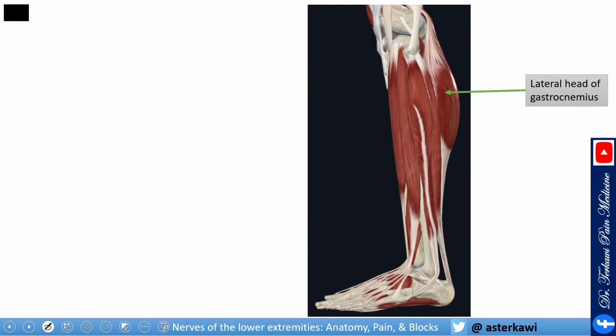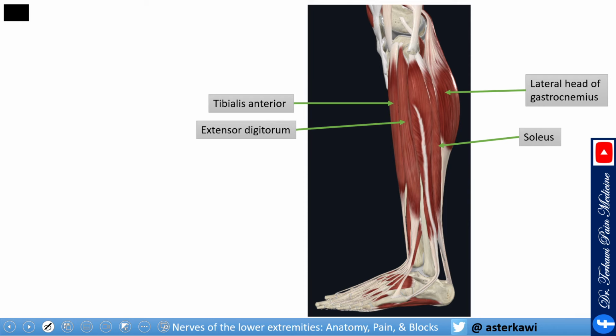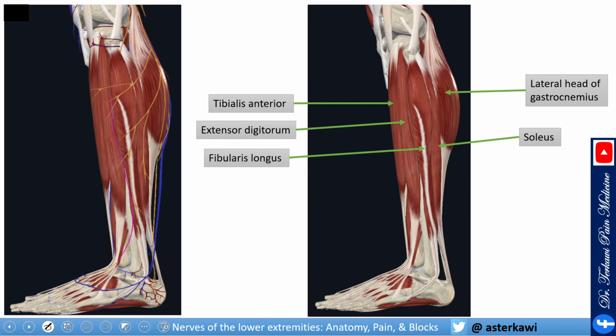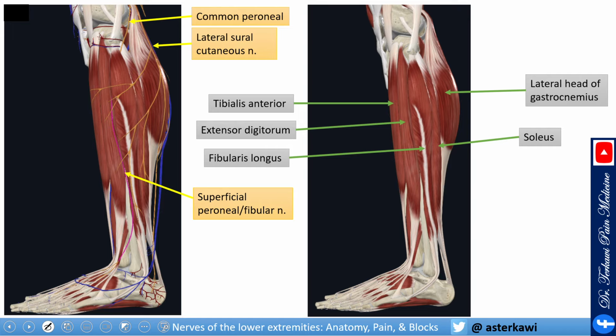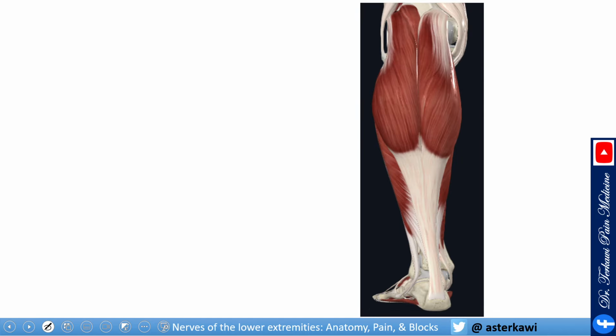Here, looking from the side, you have the lateral head of the gastrocnemius, the soleus muscle, the tibialis anterior, extensor digitorum, as I said, extensor lateral muscles, flexor longus. And then here added some nerves. You have the common peroneal nerve. It's very famous how it takes a turn around the head of the fibula. And then the lateral sural cutaneous. The sural is a very interesting nerve. Watch my lecture on the sural nerve. Then here you have the superficial peroneal nerve.